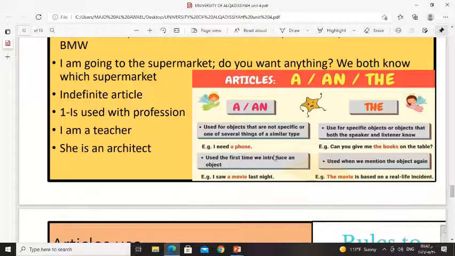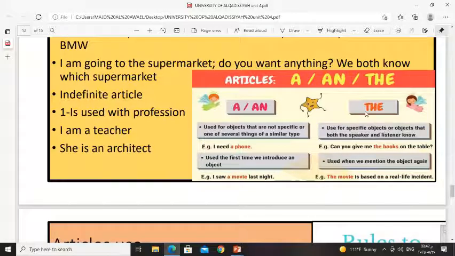Use a the first time we introduce an object. I saw a movie last night. It means an unspecified movie, only that the movie was last night.